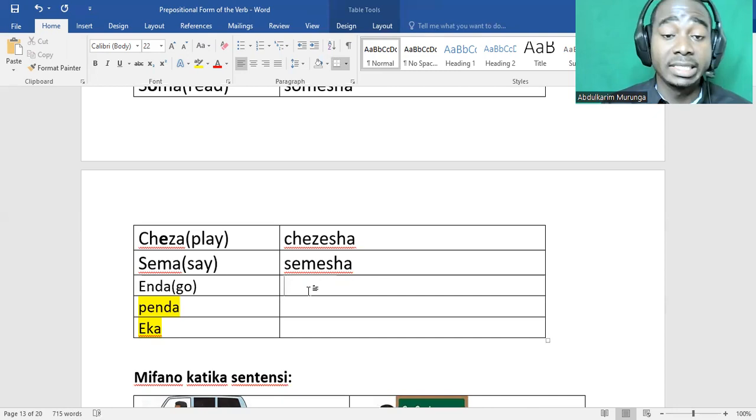Kuendesha baisikeli. If you are making a project move, to go ahead, you say inaendesha mradi. Mradi is a project. Okay. Sawa, enda, endesha.